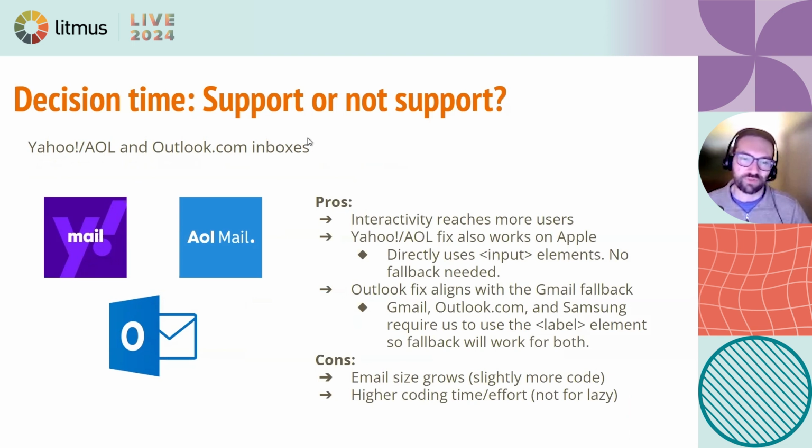We can use the same thing we use for the Apple inboxes there. And then for Outlook Online, or excuse me, Outlook.com specifically, we can use the same label elements that we'll be using for our possible Gmail fallback at the end. So that will make a little bit more sense as we get further into this. But essentially, you don't need to have five, six, seven different fallbacks. You can just have one fallback and one interactive and a couple lines of CSS and HTML to get you to higher inbox support.